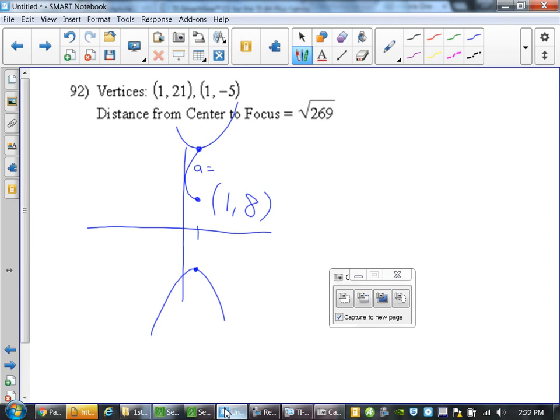How far apart is 8 and negative 5? 13. How far apart is 21 and 8? 13. Their distances are the same apart. Okay. That means my A value is 13.